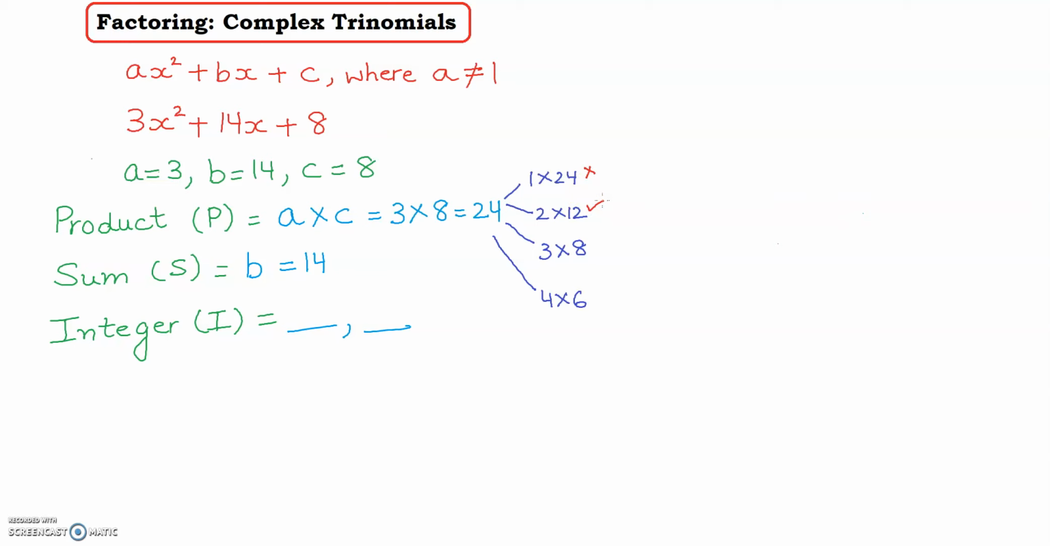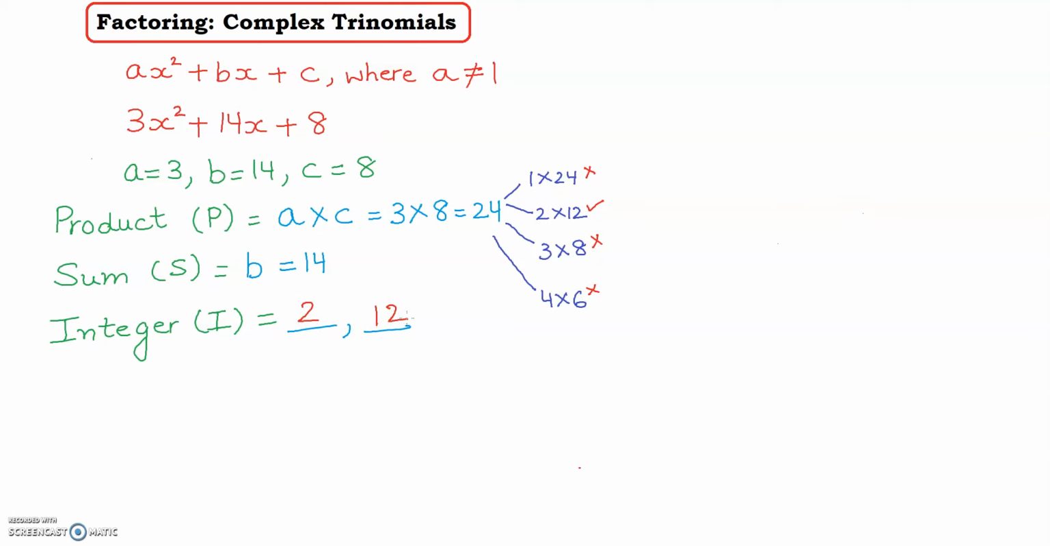Then I have 3 times 8, which is 24. And when I add those two, I will get 11. So it's not a possible answer. 4 plus 6 is 10. It is not 14, so this is not it. So we're going to write 2 and 12. I will write that on the blanks.